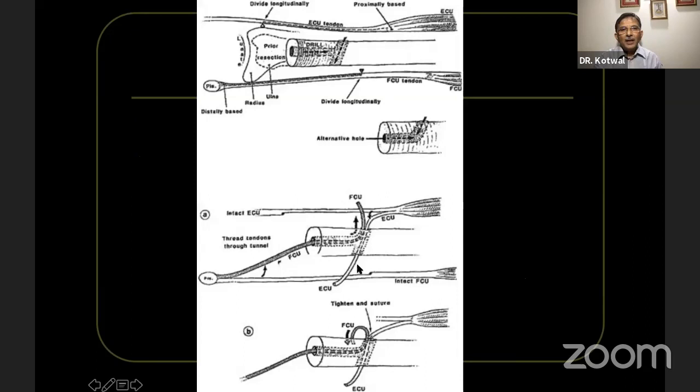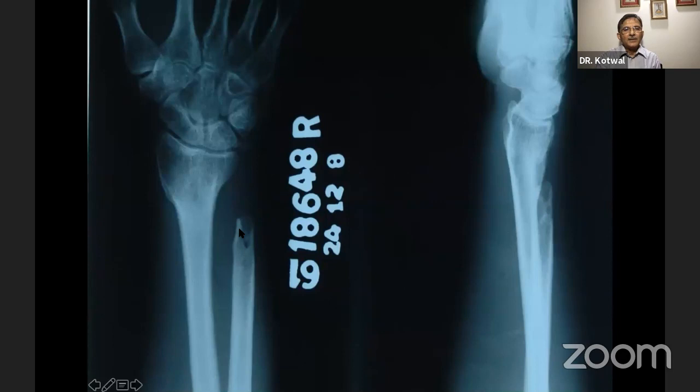For stabilization, you can use half the tendon of ECU or FCU, make a hole into the ulna and stabilize it with the tendon graft that you are taking. This is the stabilization done, and this is the hole that you can see. Then this is more or less stable, and the patient is asymptomatic. So the Darrach procedure alone, removing the distal end of the ulna, is not considered good, as I said.